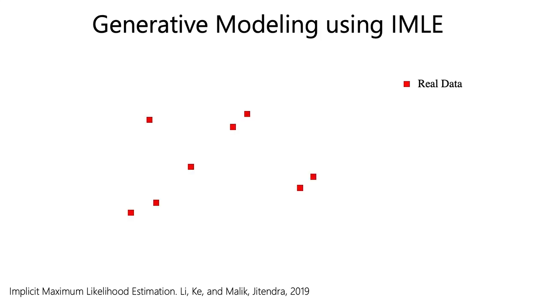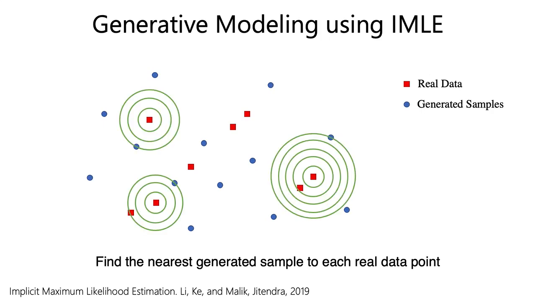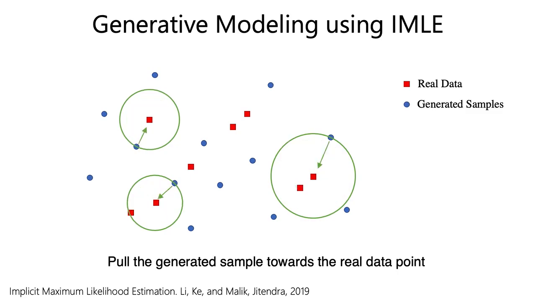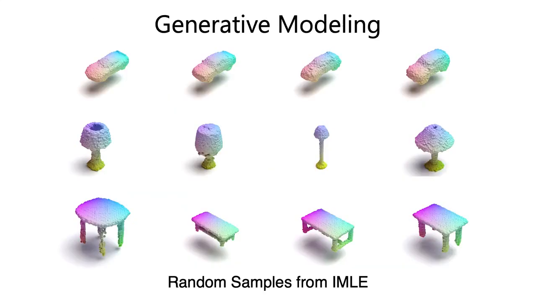We start with a batch of real data points represented by red squares. A generator, which is a fully connected neural network, maps random noise samples to the same dimensional space as real data points. For each real data point, we select the closest generated point, and then we compute our loss function, which tries to minimize the distance between real and nearest generated points.